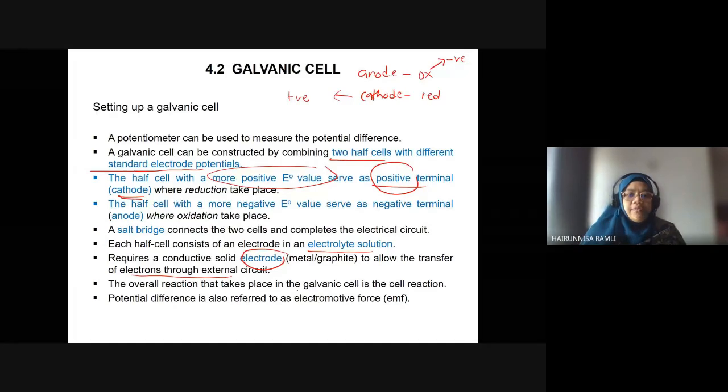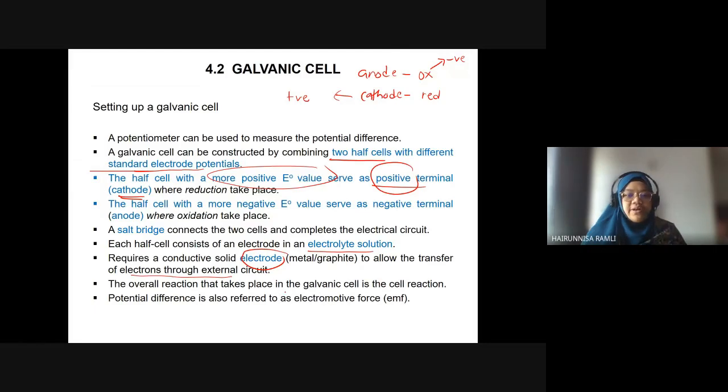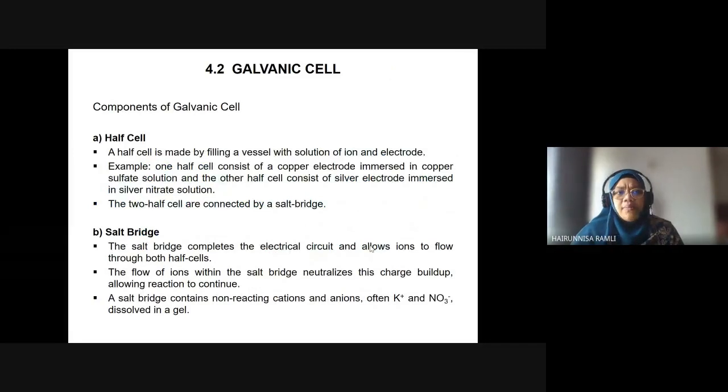Okay, so the overall reaction that takes place in the galvanic cell is the cell reaction. Okay, the potential difference is also referred to as electromotive force atau kita panggil dia EMF. So bila you dah set up tu, ada perbezaan, ada bacaan tu, itu kita panggil EMF. So components of galvanic cell, okay, half cell is made by filling a vessel with solution of ion and electrode. Tadi kan kita cakap dalam beaker tu mesti ada electrode and mesti ada dia punya electrolyte lah.